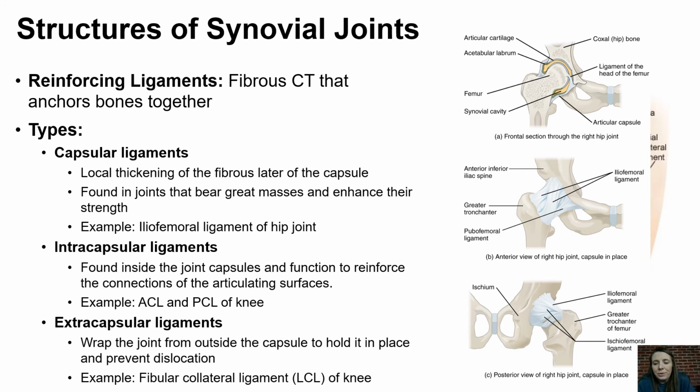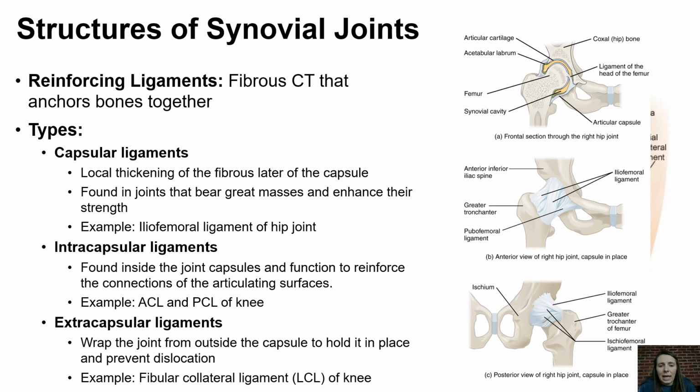So in addition to talking about synovial fluid, some other structures that are important to realize are present would be things like the reinforcing ligaments, which are composed of fibrous connective tissue, and their function would be just to anchor the bones together that are present at these synovial joints. And there's a couple of different types of reinforcing ligaments that I'll go through with you.